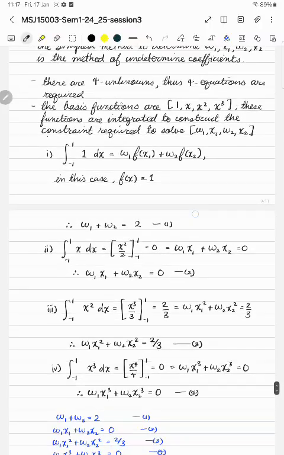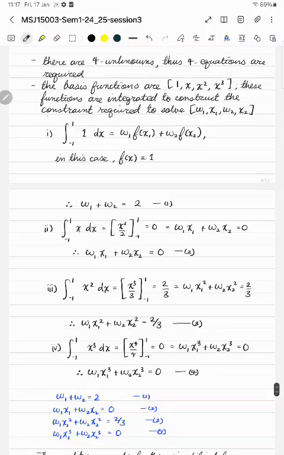So for this case, the function f(x) is x, so the value will be w1 multiply x1 plus w2 multiply x2 equals 0. So this is your second equation.